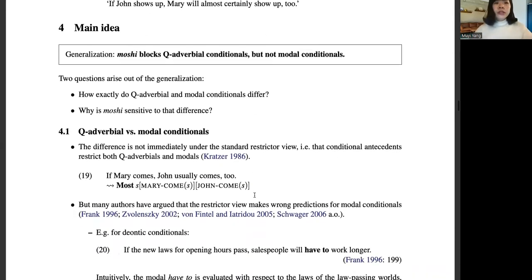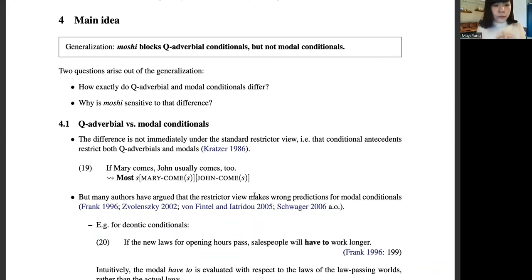So up to this point, I hope my data have convinced you that moshi blocks Q adverbial conditionals, but they don't block modal conditionals. Now, in the remaining time, I would like to establish an account for this generalization. But in order to establish an account, I would like to first of all decompose this generalization into two questions and answer them one by one. So this generalization seems to raise two important questions.